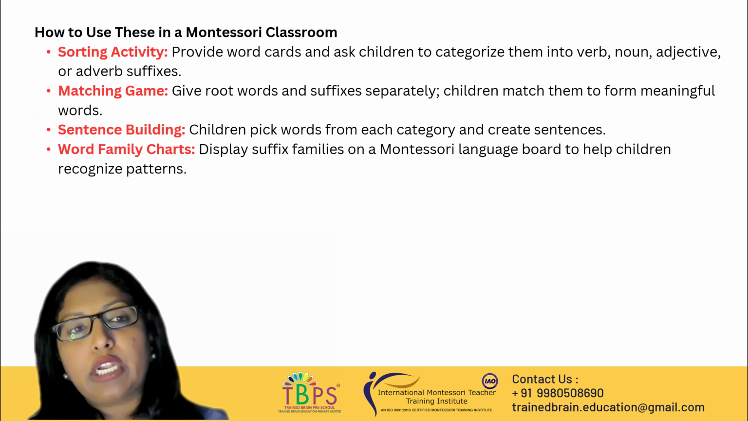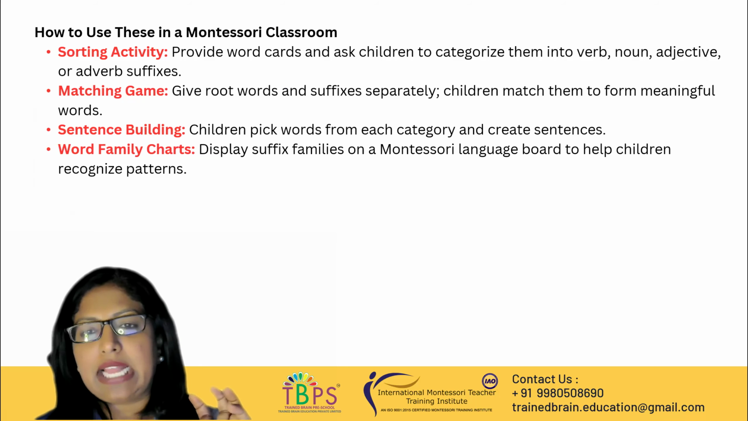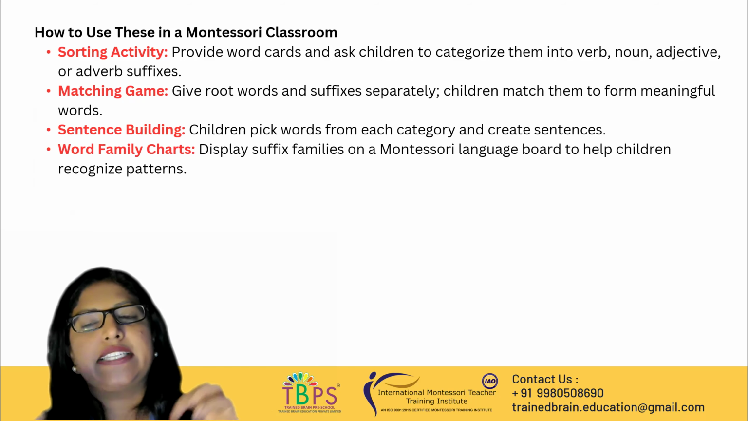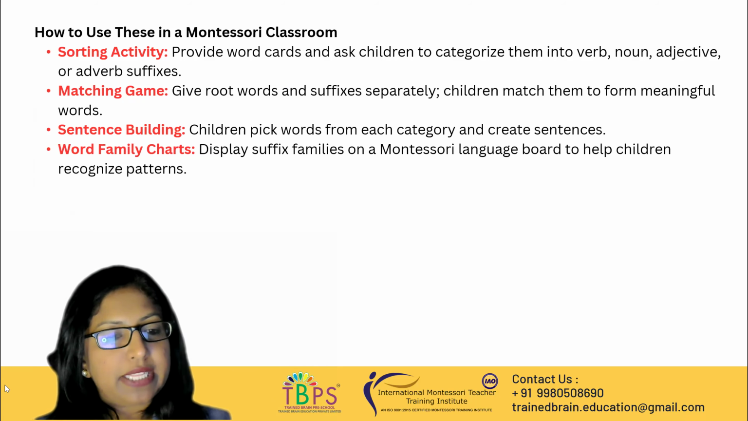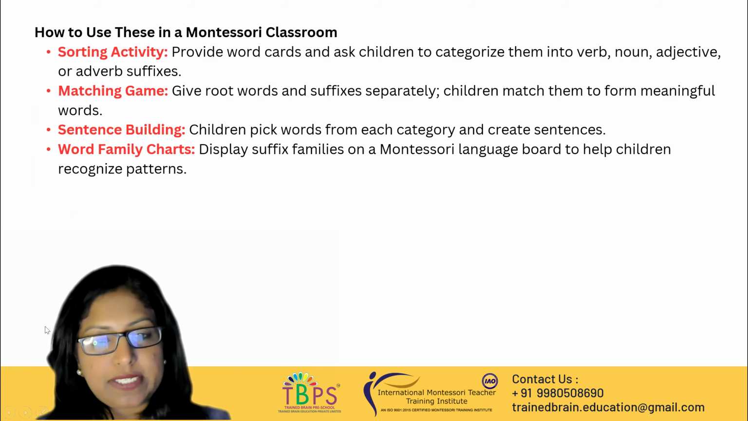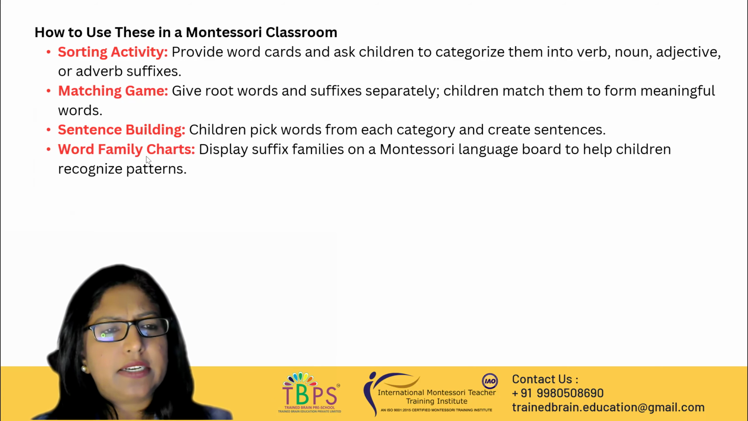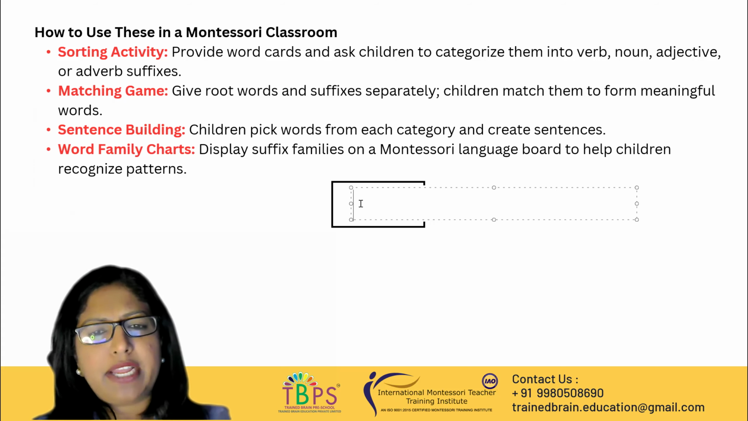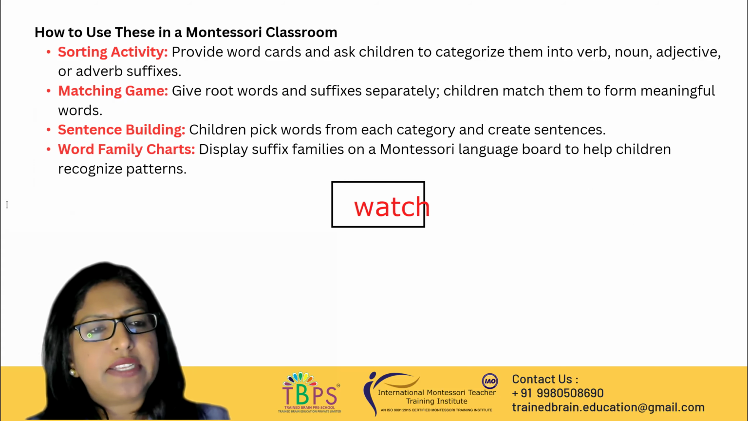But how would you do it in your Montessori classes? You can work on a sorting activity. Combine the ing family with something else and let the child categorize them. Is it a noun suffix? Is it a verb suffix? Is it an adjective or an adverb suffix? Give them the root word separately and a suffix separately. What do I mean by that? Suppose this is my root word, watch. So I might have my suffixes separately.